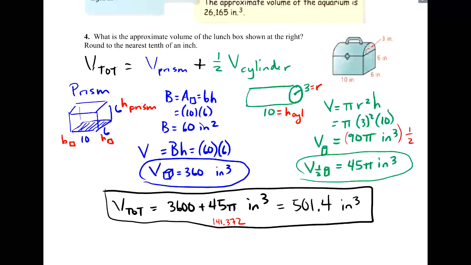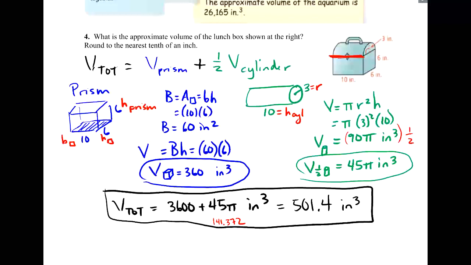And then I move on to my cylinder. I know that the volume of the cylinder is pi r squared h. I know my radius is 3, and the height of my cylinder, which I labeled very clearly, is 10, because that is this length that goes across the front of my lunchbox here, which is the same as the length on the rectangular prism. So I just put my numbers in, and I get 90 pi inches cubed. But I only want half of that, so the volume of my half cylinder is 45 pi inches cubed.